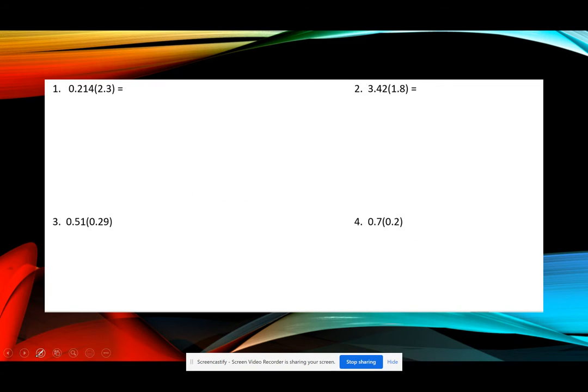All right, so let's do a few review problems together here. So first off, we're doing 2.3 times 0.214. So I'm going to line it up just like I normally would for my multiplication, and I'm not going to include the decimal here.